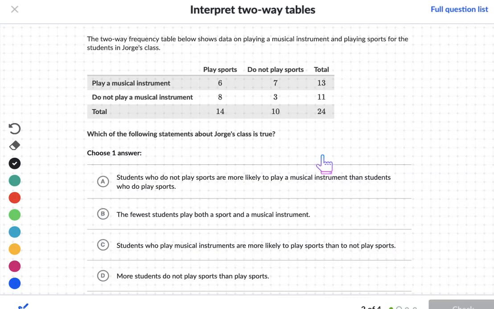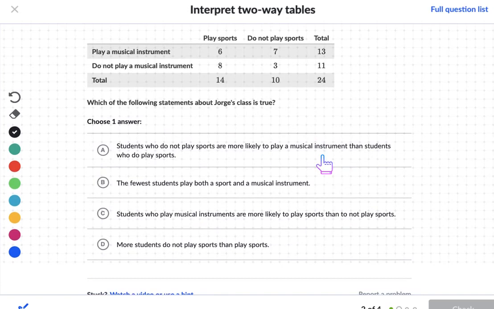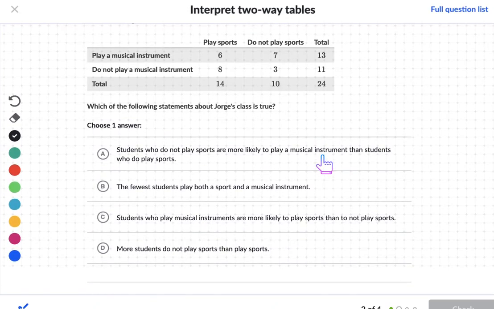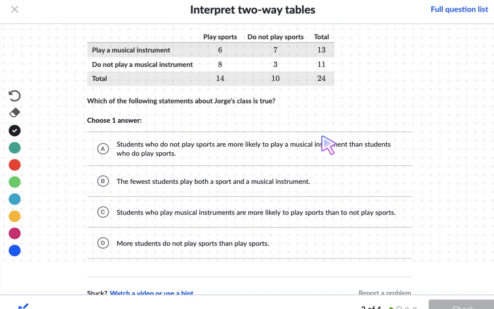All right, try this problem. It says the two-way frequency table below shows data on playing a musical instrument and playing sports for students in Jorge's class. Which of the following statements about Jorge's class is true? So pause the video and try it on your own first. All right, here they're not giving us any row or column frequencies. We have all the information here, so we will have to do some math because they didn't provide us with the percentages or ratios.